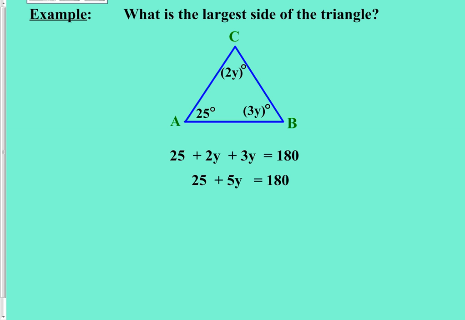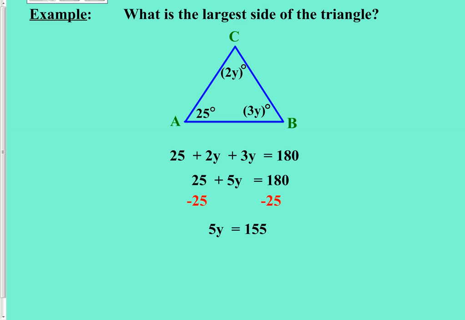Get all your variables on one side of the equal sign. Well, that is already accomplished. And then get everything else away from your variables. So that positive 25 on the left does not need to be there. The opposite of positive 25 is minus 25, so we'll subtract 25 from both sides of the problem to keep the problem balanced. That will leave 5 y's equaling 155.